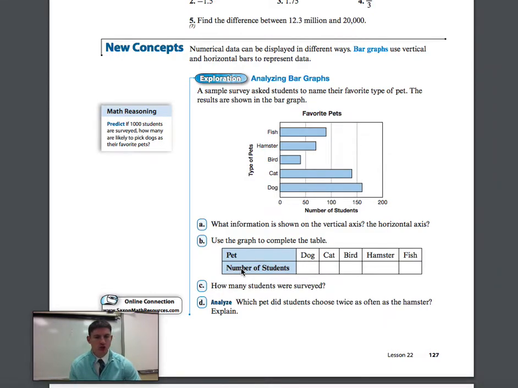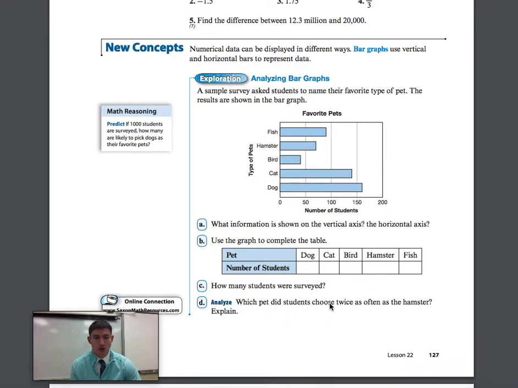Letter C says how many students were surveyed. You'd have to add the total of every one of those values. So we took a guess and said 160 plus 140 plus 40 plus 70 plus 90. It would be a total of 500 if you added all 5 of those points up. All 5 of those answers put together would be the total number of students surveyed, which would be close to 500.